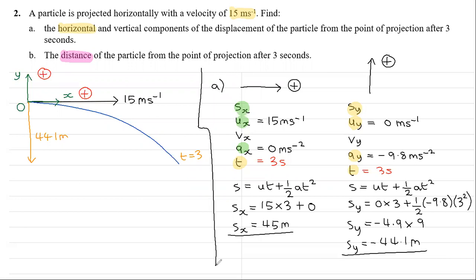Okay, now moving on to part B. So the distance of the particle from the point of projection. Well, from the point of projection, if this is the point after 3 seconds that I've just indicated with that mark right here, then the actual distance it's traveled in that time is going to be a straight line from the origin to that point, which I've indicated with a cross.